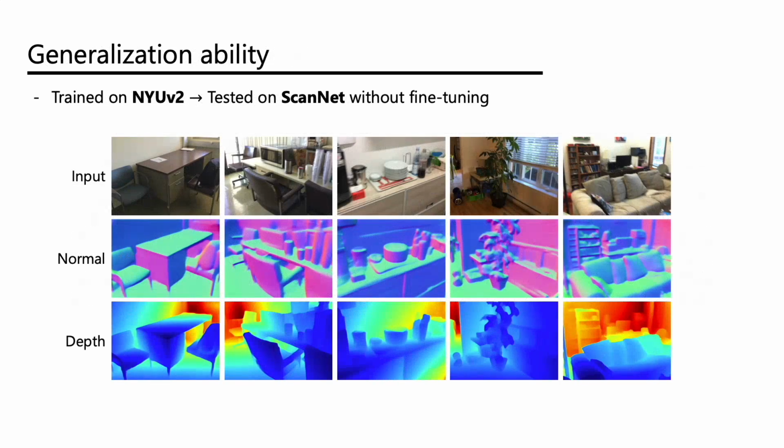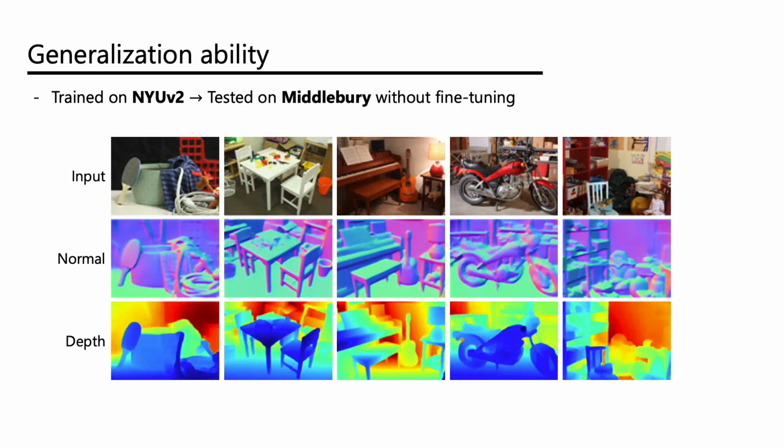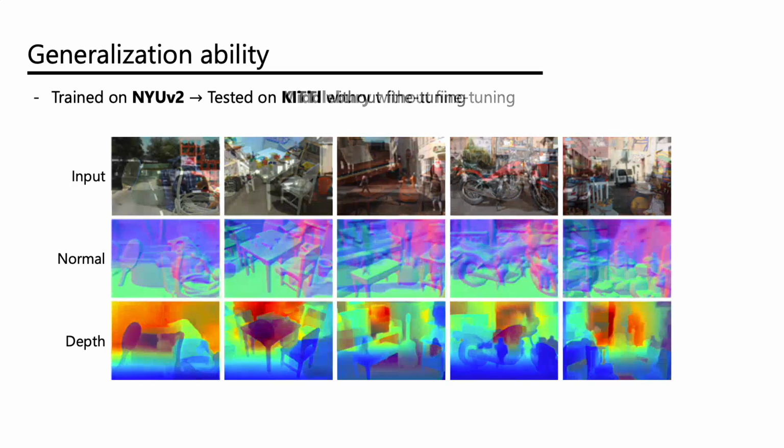Here we demonstrate the generalization ability of our method. Despite being trained only on NYUv2, the network can generalize well to ScanNet, Middlebury, and KITTI.